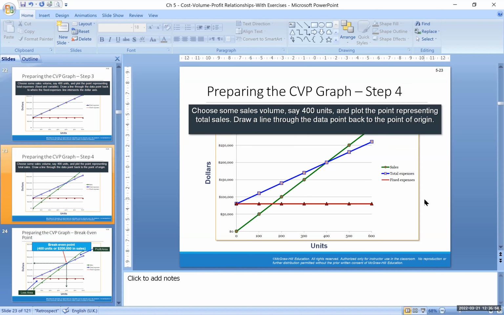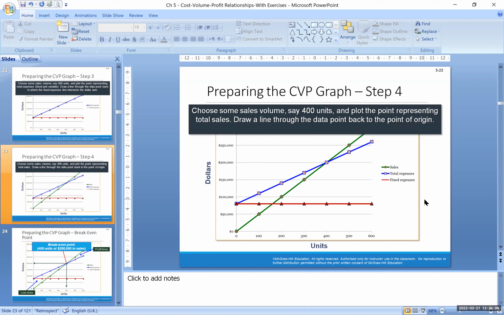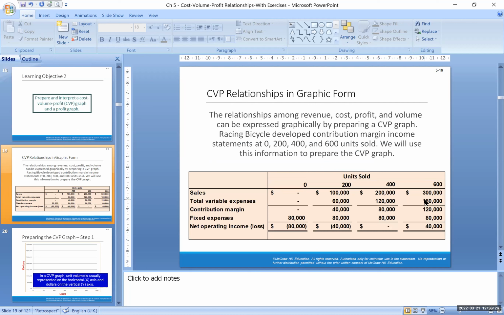Okay. The next step, if you like, go back to these numbers representing the total costs for different levels of units. Choose some sales volume, say 400 units, and plot the point representing total sales. So going back to our example, we need to plot the zero. I'm talking about the sales volumes: 0, 100,000, 200,000, and 300,000. Okay.